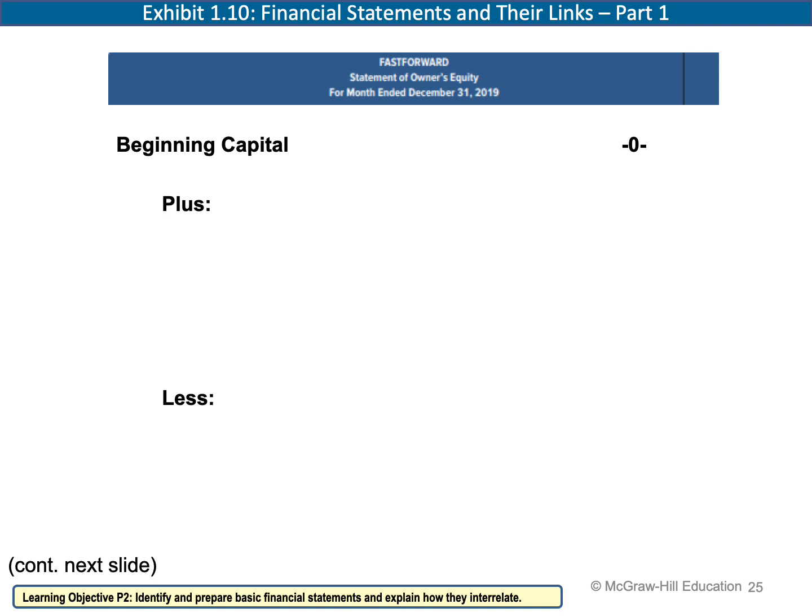What am I going to include on the less side? On the less side, any withdrawals will reduce my equity, so I add them in the less section. Net losses would also decrease my equity, so I add them on the less side. In our example, we do have the owner's investment. If we have investment, I'm going to add it on the plus side, because investment increases the equity.